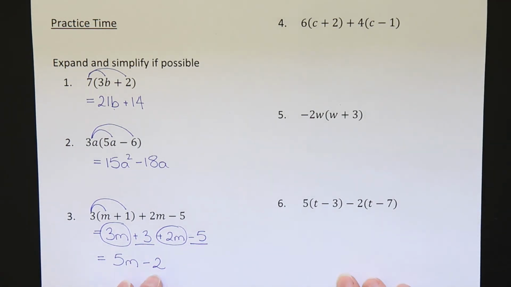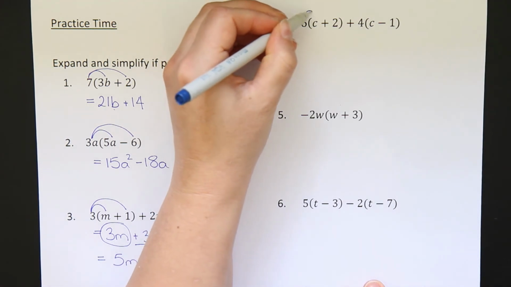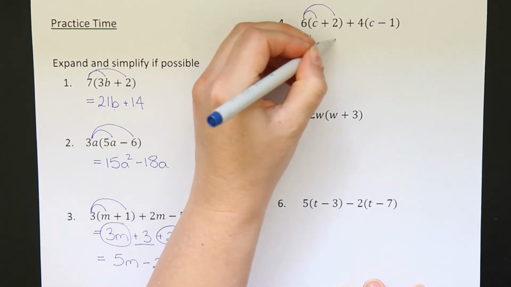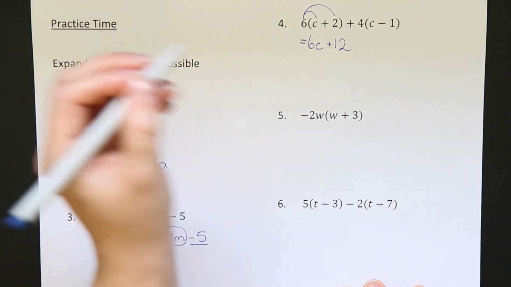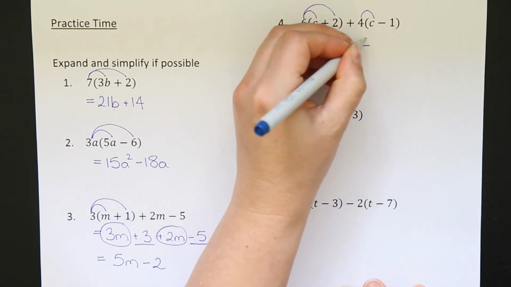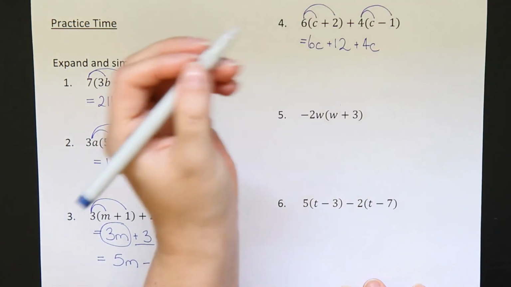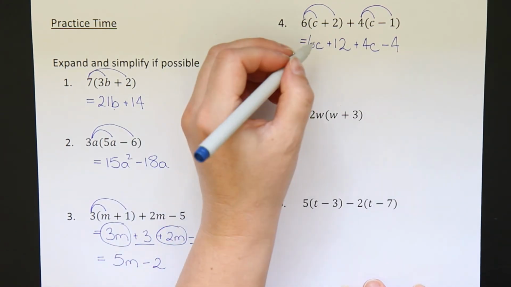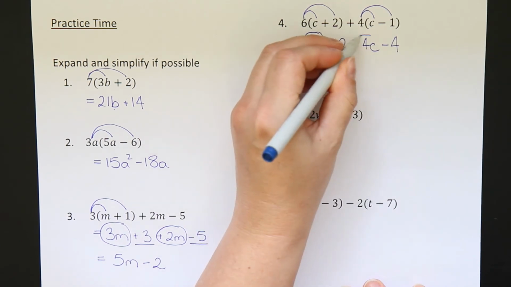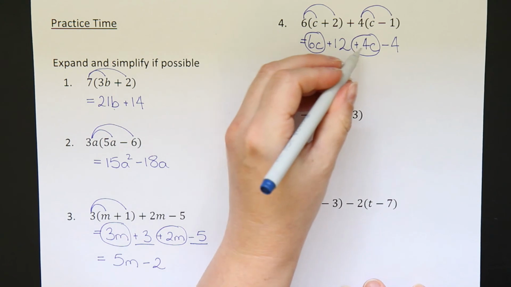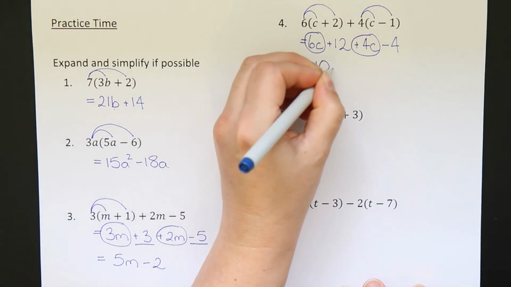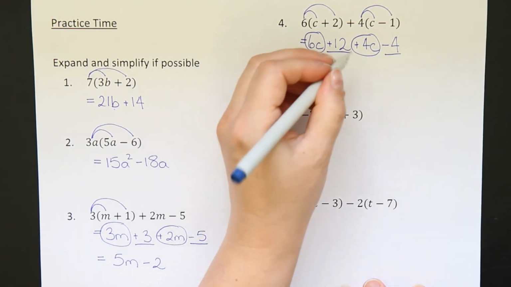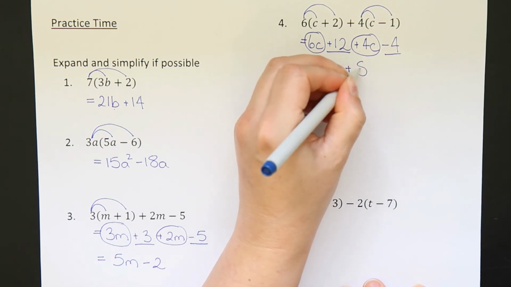Question 4. 2 brackets to expand here. Just do one at a time. 6 times c is 6c. 6 times 2 is 12. Alright, first bracket done. Second bracket. 4 times c is 4c. And 4 times a negative 1 is a negative 4. Look for like terms to collect. 6c and a positive 4c will go together. 6 plus 4 is 10c. And 12 will go with minus 4. 12 minus 4 is a positive 8.